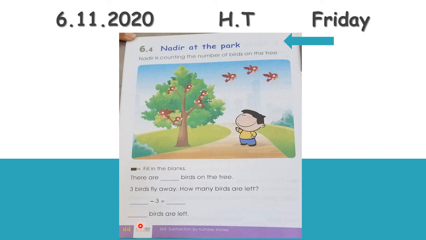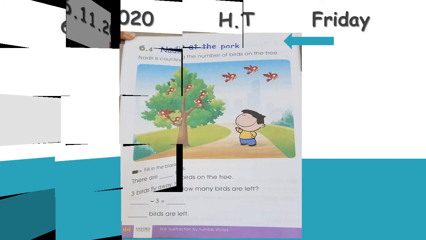And this is all about your unit number 6. You have done this unit. This is about subtraction and addition. This is all about today's lecture.